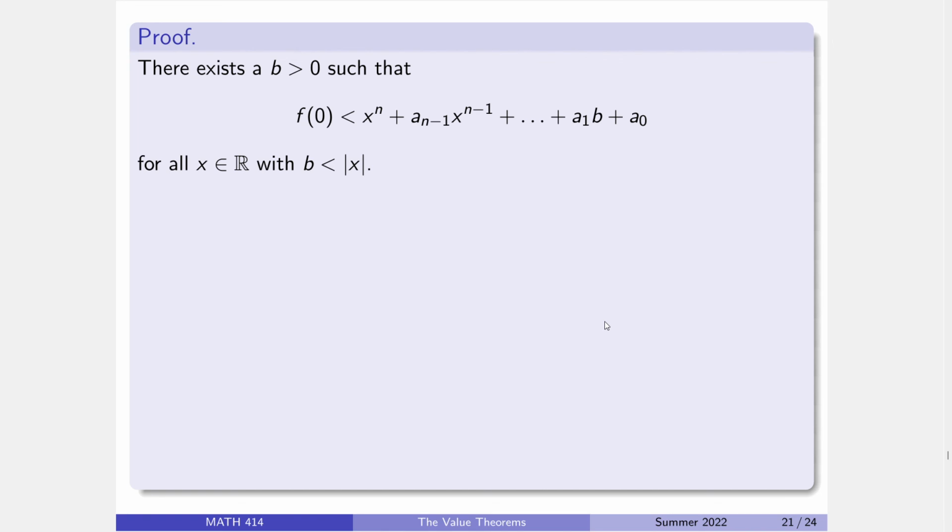So first things first, the previous proposition guarantees a positive b, so that for every x whose absolute value is bigger than b strictly, we always exceed y. Now remember, in the previous proposition, y was arbitrary, so you can pick y to be whatever you want. So we'll pick y to be f of 0. Now note, f of 0 is actually a naught, so if you wanted to write a naught, you can, but f of 0 is better in this case. Okay, so that's true. Now, why do we need that?